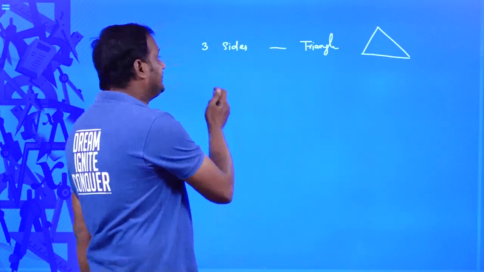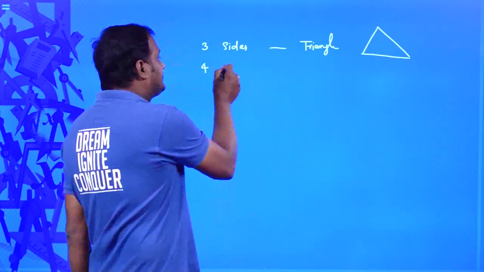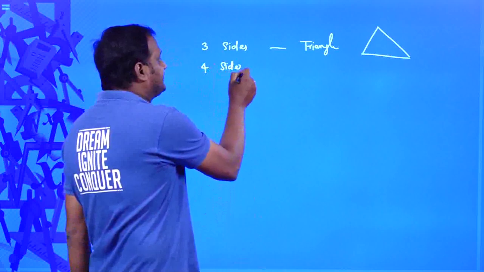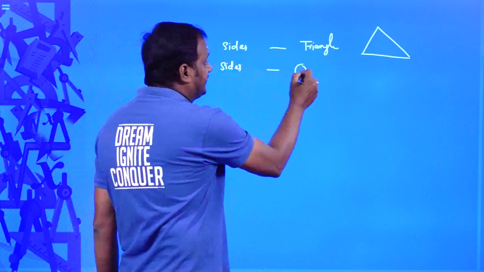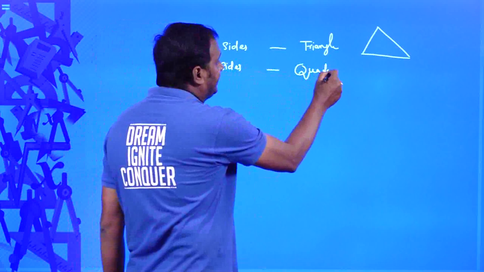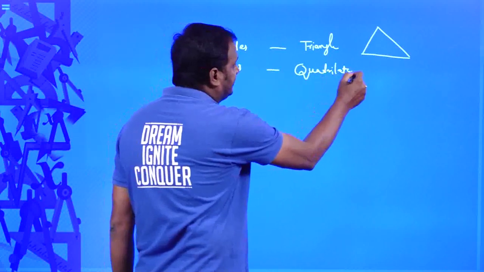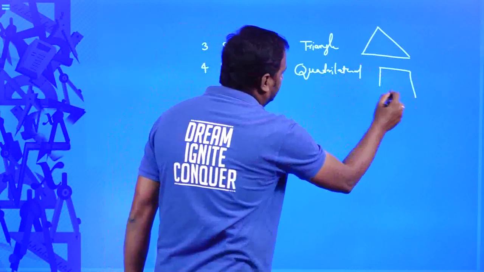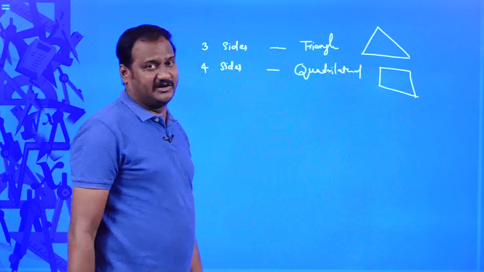And a polygon with four sides, otherwise four line segments, then what do you call that? You can call it a quadrilateral. So, this is one shape of a quadrilateral.